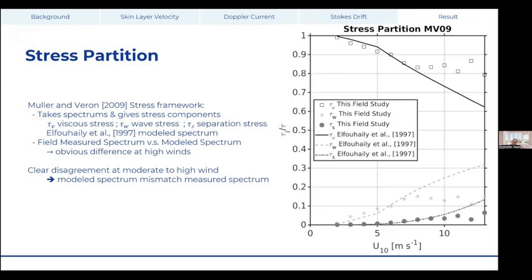So this is what typical models say. They say that up here, this is the total stress and that's the viscous stress. So there's lots of viscous stress early, and then the wave stress kind of increases with wind speed. So we can feed these ideas into the new ECMWF model.